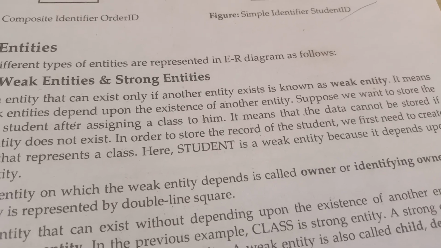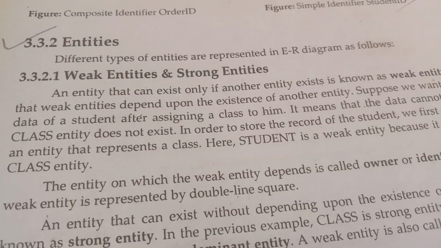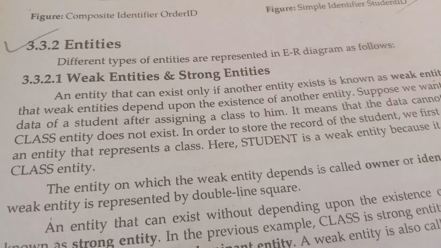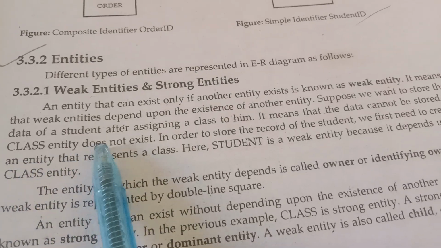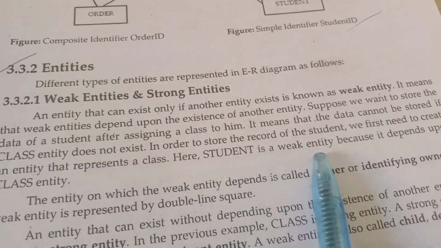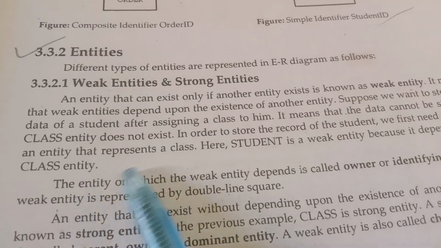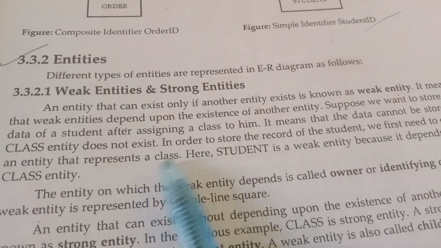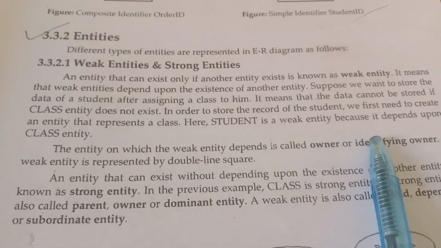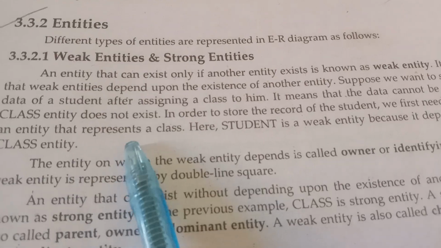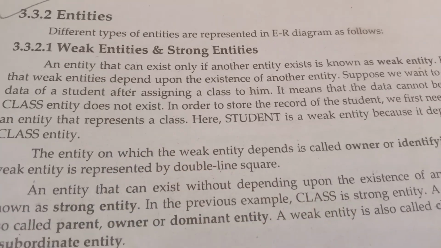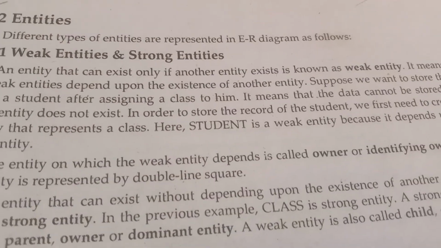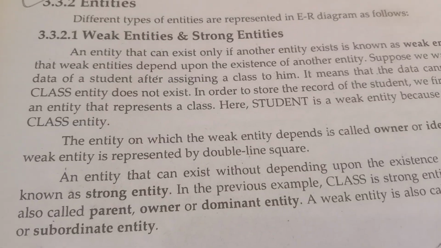Suppose we want to store the data of a student after assigning a class to him. It means that the data cannot be stored if the class entity does not exist. In order to store the record of the student, we first need to create an entity that represents a class. Here student is a weak entity because it depends upon the class entity.